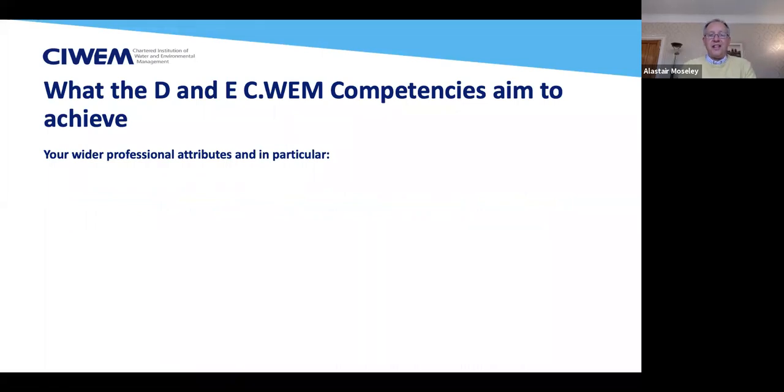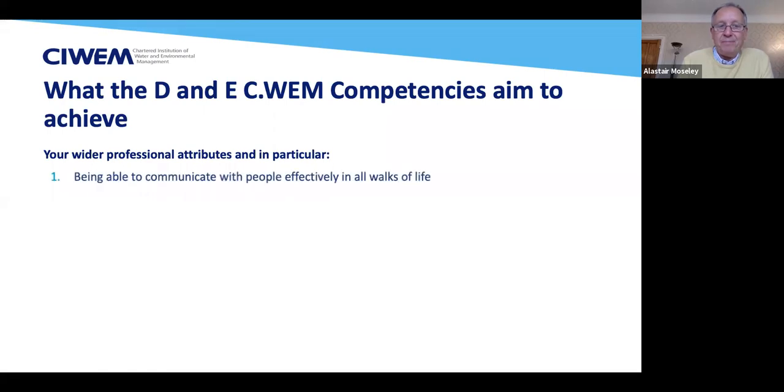So now we're going to look at the D and E competencies together and what they aim to achieve. So what are we looking for? Your wider professional attributes, and in particular, being able to communicate with people effectively in all walks of life. So the D1 competence in particular is looking at you. It isn't just about being able to communicate in English, which is a bit of a misnomer in terms of this competence. It's really looking for you to prove that you are able to communicate at all levels.